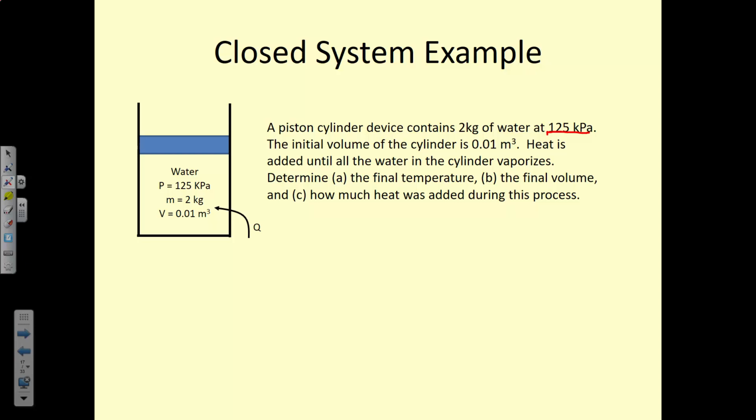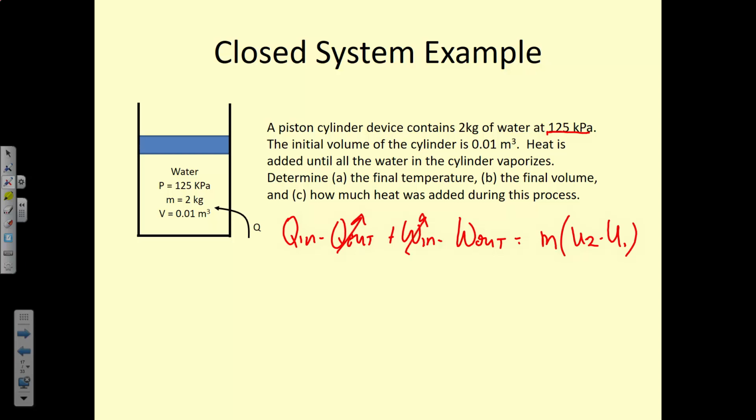Okay, so what is that called? Energy balance, right? I'm all tangled up here. So Q in minus Q out plus work in minus work out is equal to m times u2 minus u1. Those are lowercase u. And because we have no kinetic energy or potential energy, we're just ignoring those terms. Okay, so do we have Q in, Q out, work in, work out?